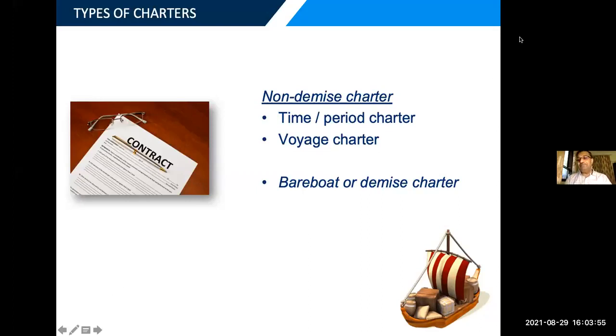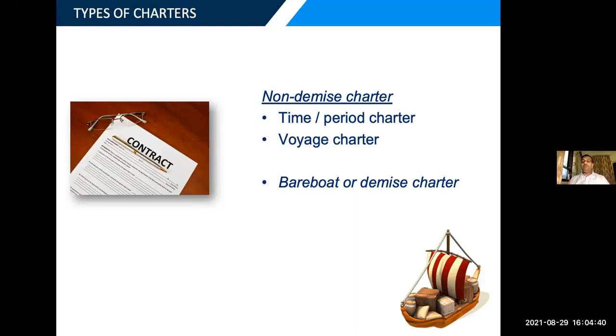Now the relationship between the charterer and the ship owner is for a specific voyage. The relationship between Gopinath and Nishi was for a particular voyage, load cargo from Dampier and discharge at Mundra. Once the cargo is discharged, the freight is paid by the charterer to the ship owner, and the contract comes to an end. Deployment is for a voyage. Voyage charter is also called spot charter.